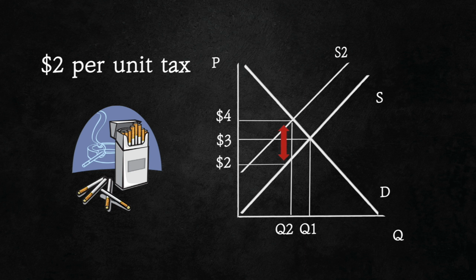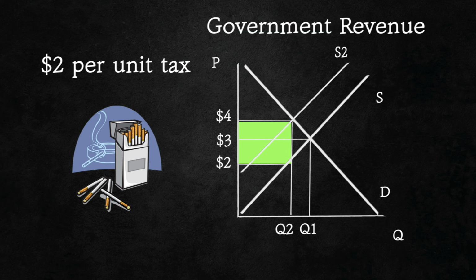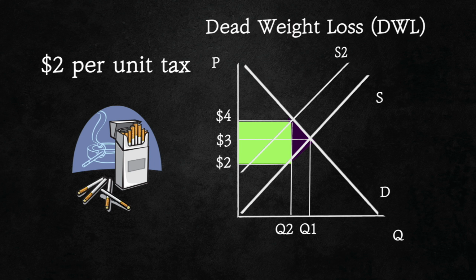And since this vertical distance represents the $2 tax, the tax times the quantity would be the government revenue. So this rectangular area here represents the government revenue. And meanwhile, this triangular area here is referred to as the deadweight loss, which is a cost to society created by market inefficiency.